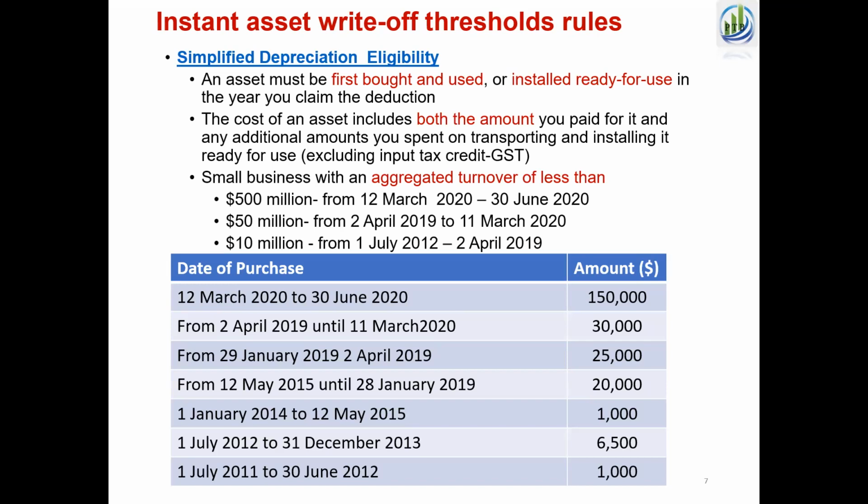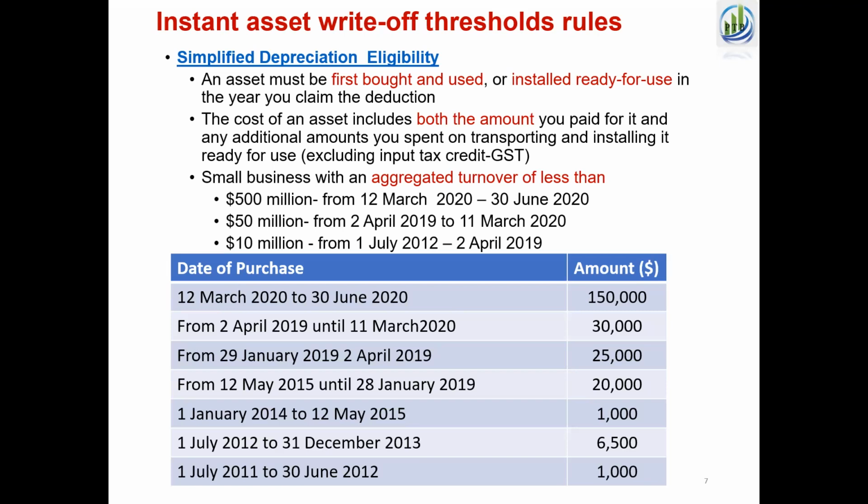How much can they deduct? $150,000 if they purchase after the 12th of March, right? So when you bought the asset or installed the asset ready for use, you can deduct, right? The cost of the asset includes both the amount paid and the additional amount spent on transporting, installing, and getting it ready for use, right? Excluding the GST component, right? So how much is that going to be? $150,000. However, in this one, we are not going to include any of the GST component, right? Excluding the GST component.